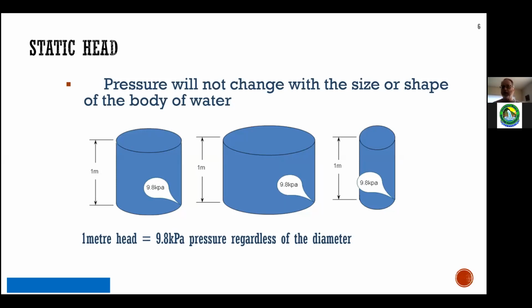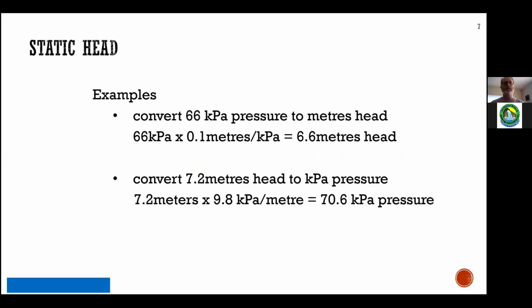So we can do both, obviously. But when we're talking about head and static head, which is basically water sitting still, not moving through any pipelines, just poured into these vessels, 1 meter equals 9.8 kPa. So the relationship is the same, it doesn't always have to be 1 meter. And we can do it both ways.